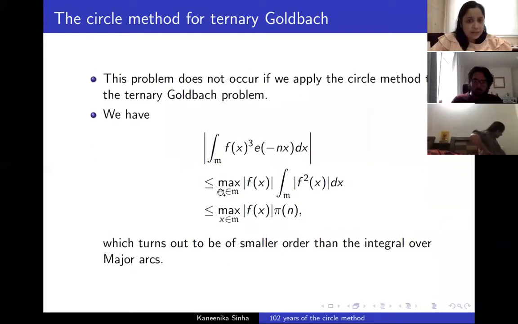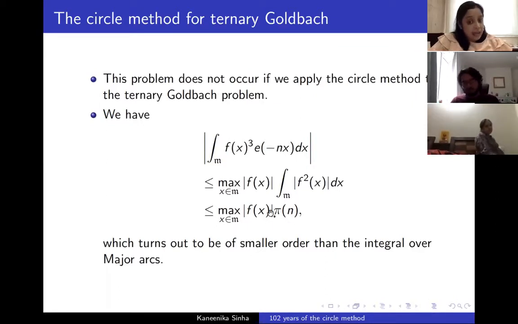For the minor arcs, you've taken the maximum of the absolute value of f outside, and inside you've got the absolute value of f squared of x over the minor arcs. This integral we had calculated; it was of the order of pi of n. In fact, it was exactly equal to pi of n. So this is less than or equal to the maximum of the absolute value of f as x runs over all the elements in the minor arcs, times pi of n.